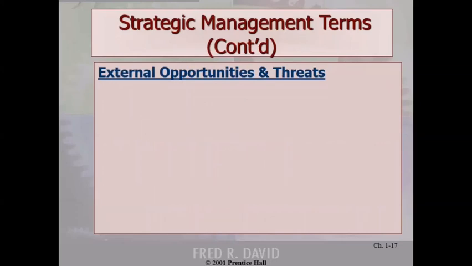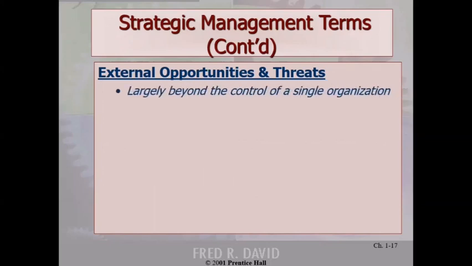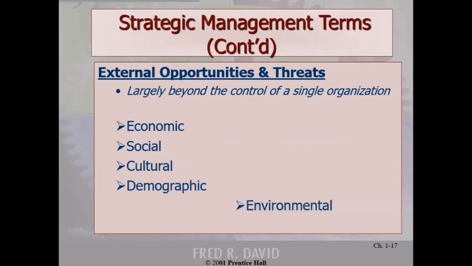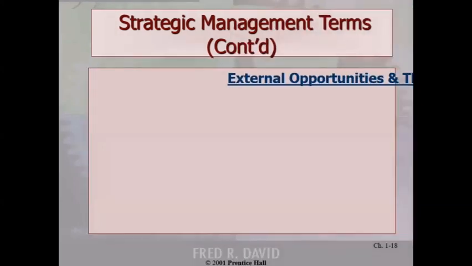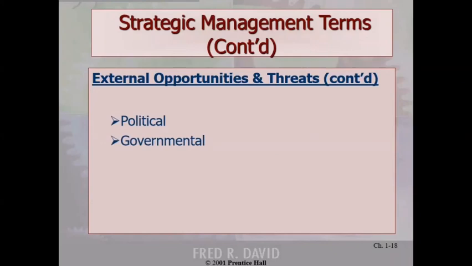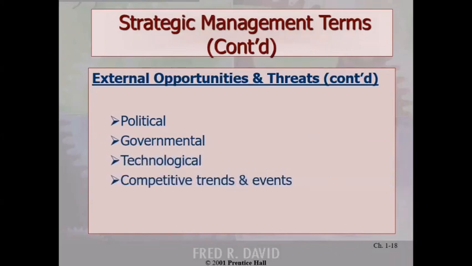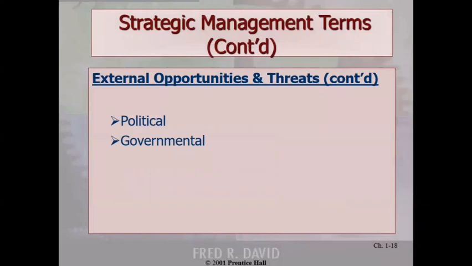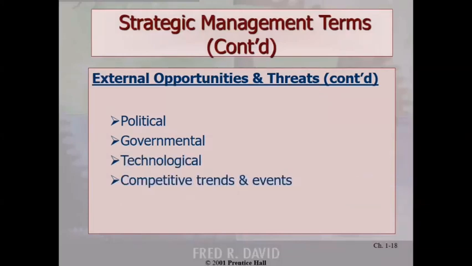So, next natin na kailangan i-define is the external opportunities and threats. So, pag sinabi natin external opportunities and threats, we are referring to those largely beyond the control of a single organization. So, ibig sabihin, this is something that we cannot control. So, it is under the economic, social, cultural, demographic, environmental, political, governmental, technological, competitive trends, and events. So, itong mga ito, these are something that we as a business cannot even control.